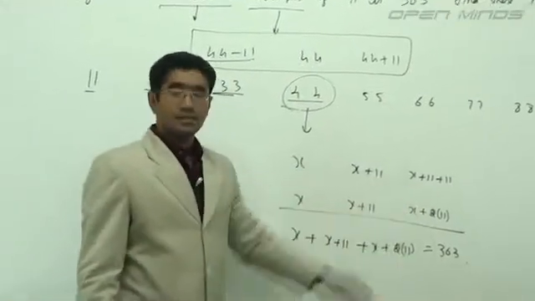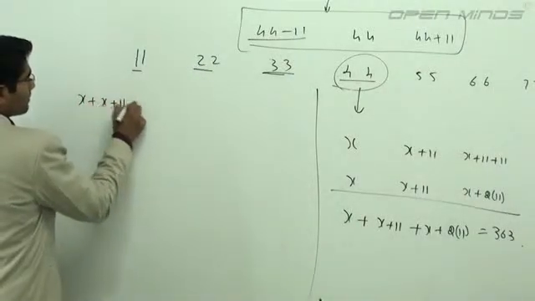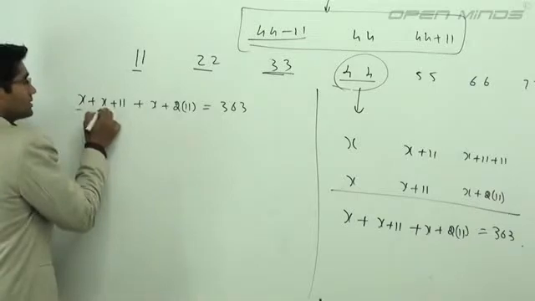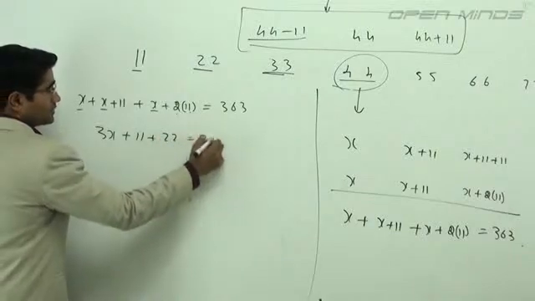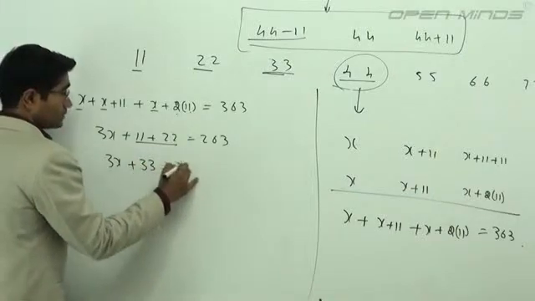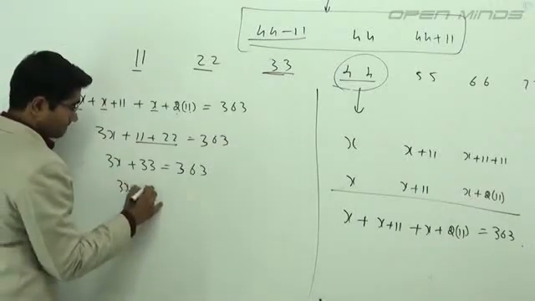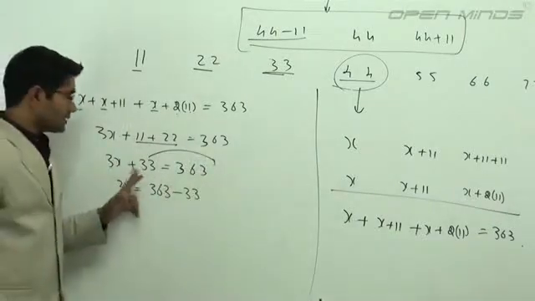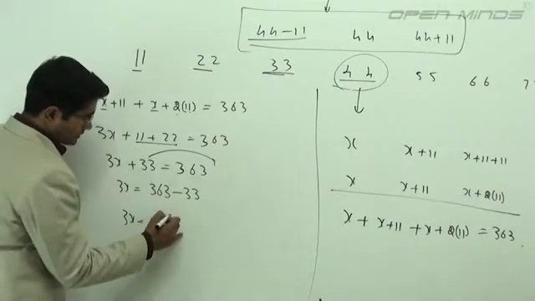Find this number, this number, this number. How to solve this? Just take this equation and solve it. It says x plus x plus 11 plus x plus 2 times 11 is 363. I can say x plus x plus x is 3x, and 11 plus 22 is 33. So 3x plus 33 is 363. Then what is 3x? 363 minus 33, because I'm just transporting this number to the other side. The plus sign goes as minus, that's all about it.